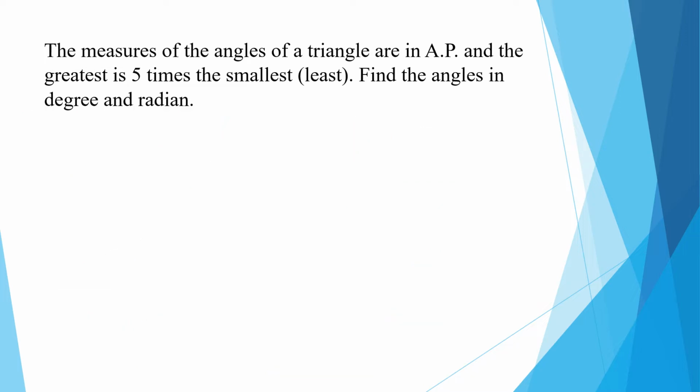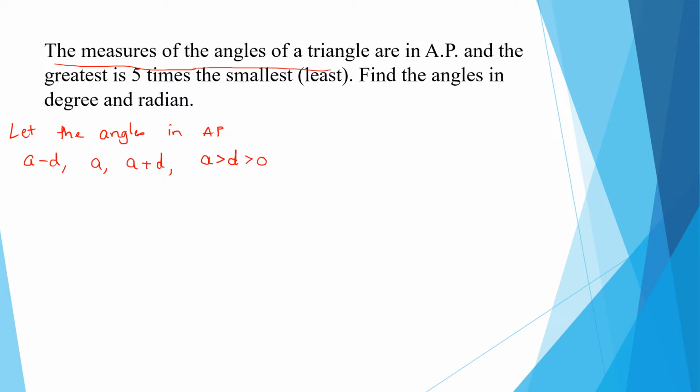Next, the measures of angles of a triangle are in AP. We know that there are three angles. So let the angles in AP be A minus D, A, A plus D, such that A is greater than D and both are greater than 0. I'm assuming them to be positive purposely because we know that angles are positive, and to make it simpler I am saying that A, D से बड़ा है. So my first statement is over.